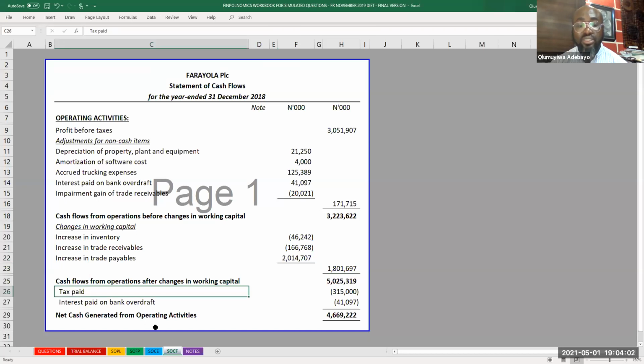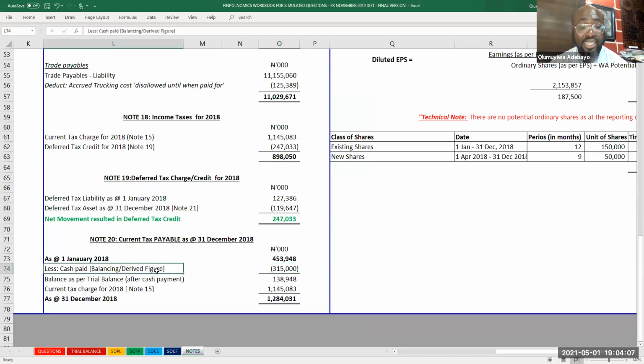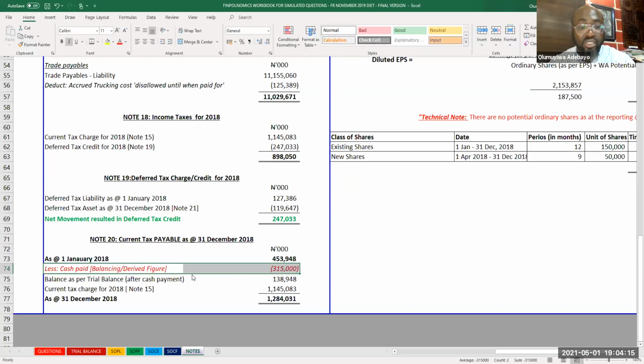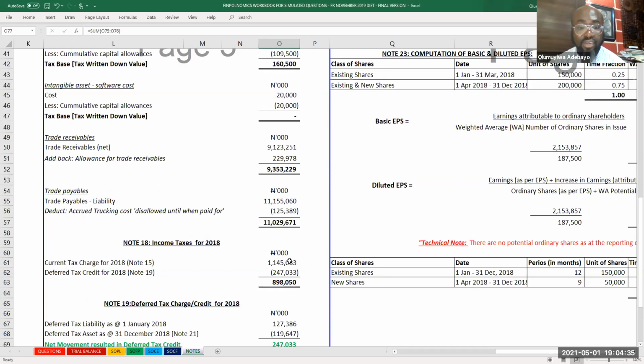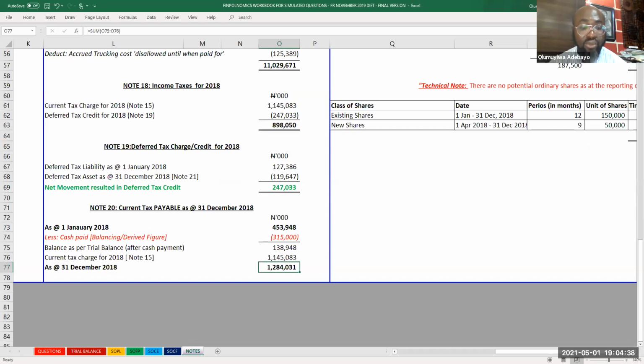Now, tax paid. Remember, we've done one analysis where we obtained the balancing figure as our tax paid here, and therefore we take note of that. Let me put it in red so that we can know that it is a derived or balancing figure, because we compare it with what we have as opening balance, we compare it with our current tax charge, which flows from note 15, and we compare it with what we have in our balance sheet. That is what it is as at that point in time. And this 124 flows from what we have already there. Now that is that.